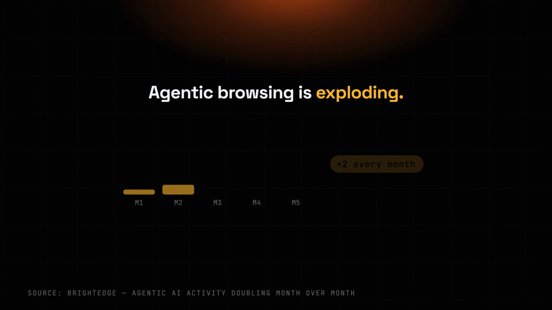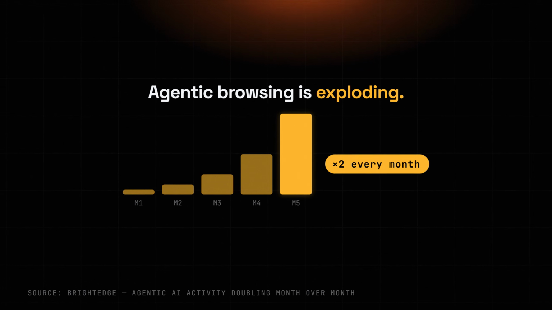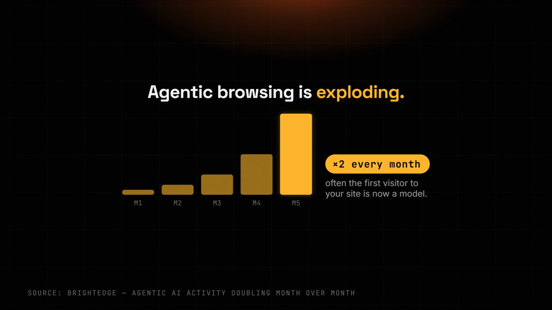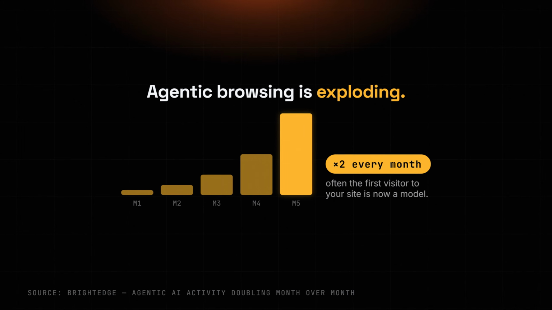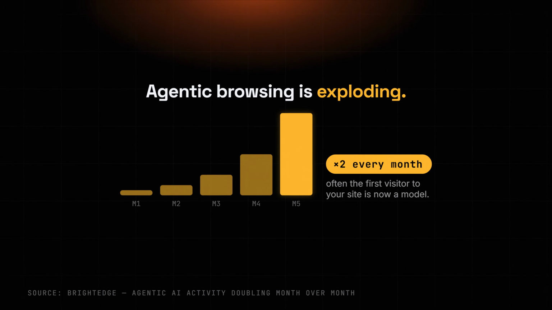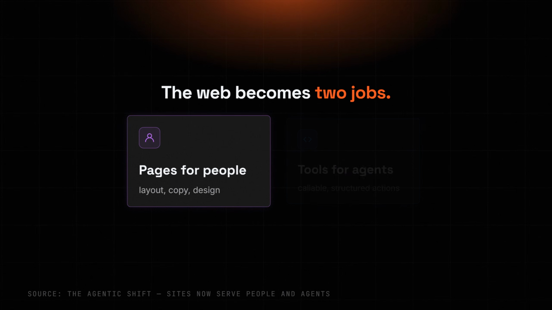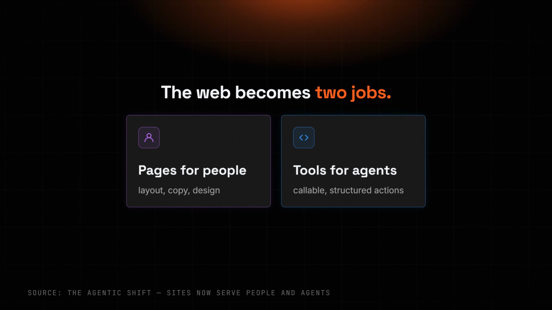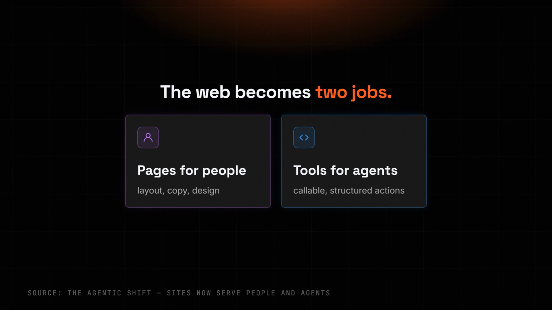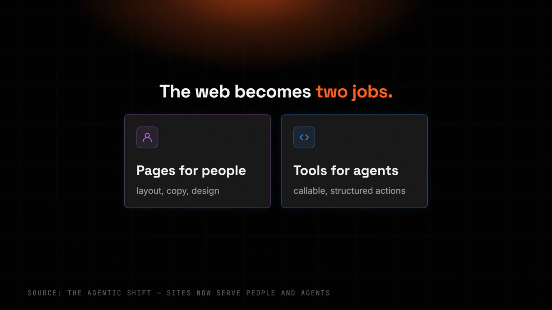Now zoom out because the timing is the real story. Agentic browsing is exploding. The amount of agent traffic on the web has been doubling in a single month. More and more, the first visitor to your site is not a person at all. It is a model, acting on someone's behalf, which quietly splits the web into two jobs at once: pages that read well for people and tools that run well for agents. The sites that win the next few years will not just have the prettiest interface, they will have the clearest set of actions an agent can actually call.